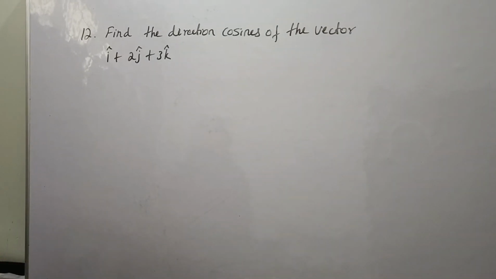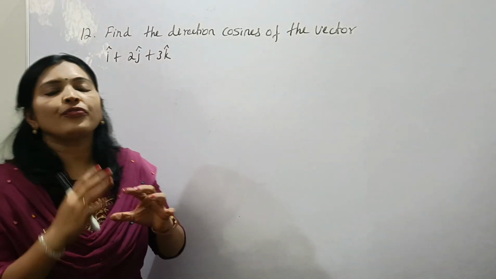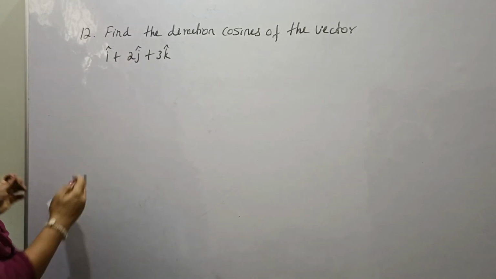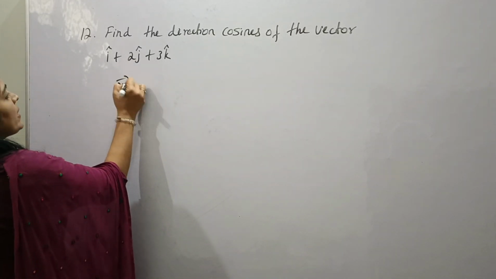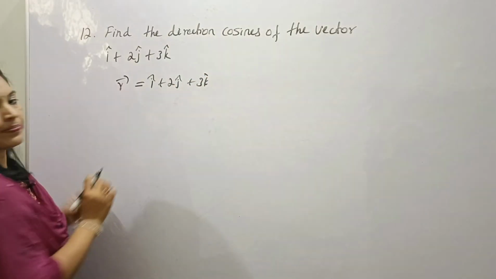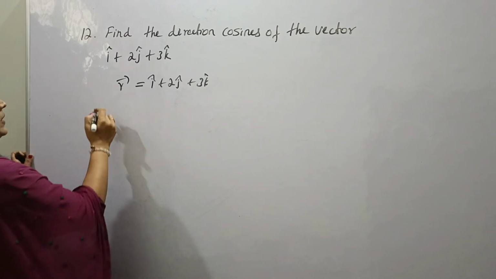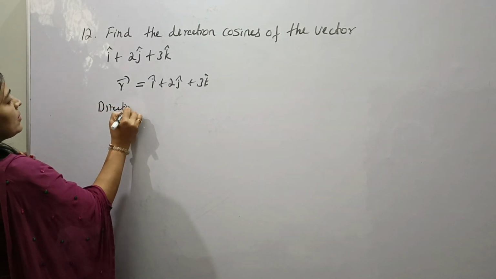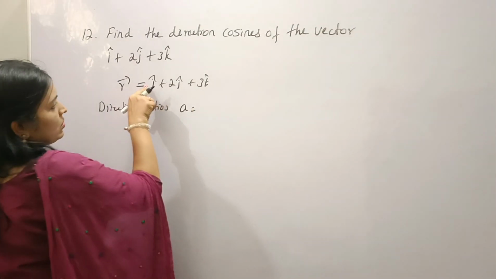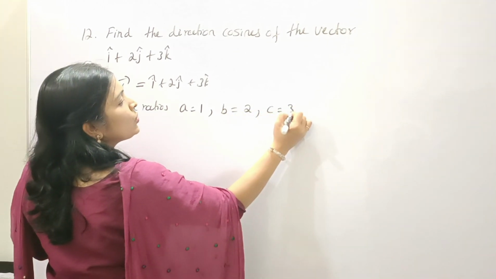Find the direction cosines of the vector i plus 2j plus 3k. It's very important how to find the direction cosines of a given vector. So first of all, let r is equal to i plus 2j plus 3k. That is the position vector. Next we will write the direction ratios of this vector. Let's take a is equal to 1, b is equal to 2, c is equal to 3.